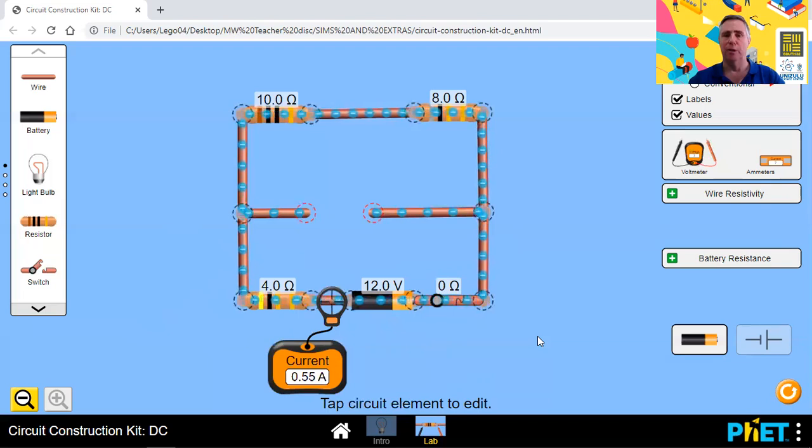Fantastic simulation. Please take time to use it. It's available on either website, and you really will learn a lot more about Ohm's law, resistors in series and parallel. Although this battery has no internal resistance, you'll see that I could very easily change the internal resistance of the battery, so I can also learn about that.